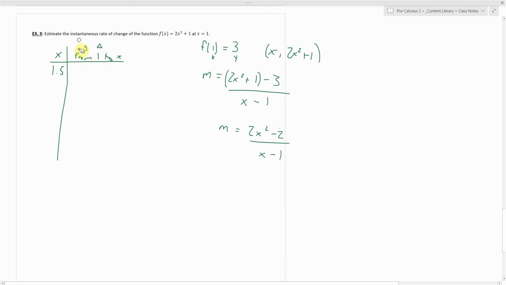So instead of just saying average rate of change, that's what it is conceptually, but we know what the actual function is going to be: 2x squared minus 2 over x minus 1. And so you want to use your calculator to calculate the corresponding function values. You can use a graphing calculator, or you can use Excel to set up a table. It's very simple to use Excel to set up a table.